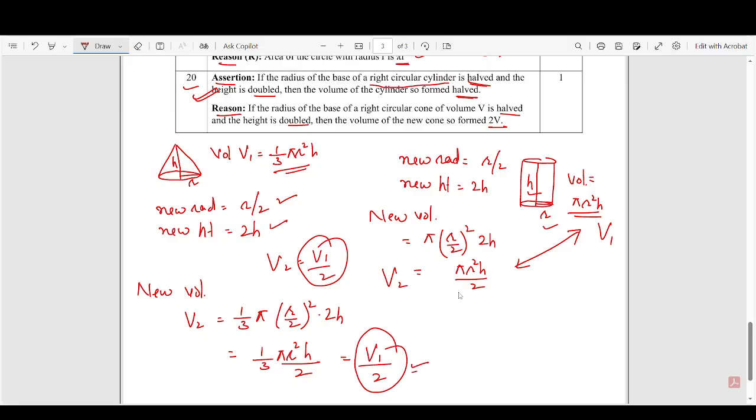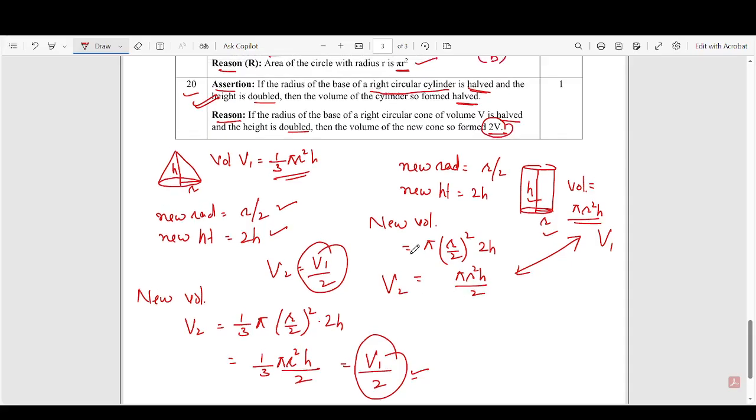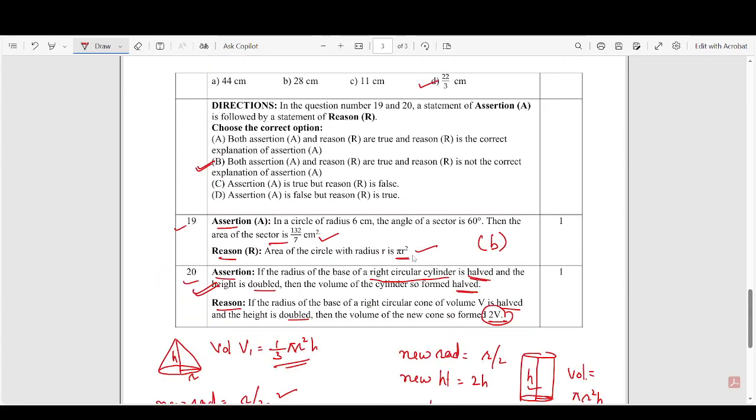But here in the reason they are saying that the volume of the new cone so formed is 2V. It is twice. That means this is wrong. So we can say that in this case our correct option is option C, which says that the assertion is true but the reason is false. So here the assertion is true but the reason is false. Okay, so the correct option is option C. Thank you.